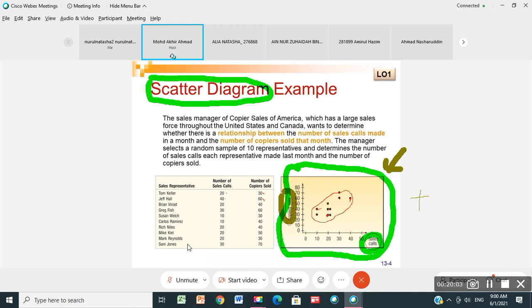Positive relationship. Positive relationship bermaksudnya bila satu tu meningkat, satu lagi akan meningkat. Dia akan meningkat dua-dua. Bila group A meningkat, group B juga meningkat. Bila group Y meningkat, group Z meningkat. Dan sebagainya. This one they call positive.